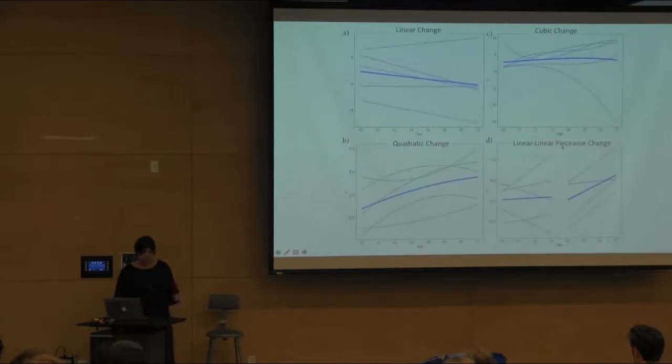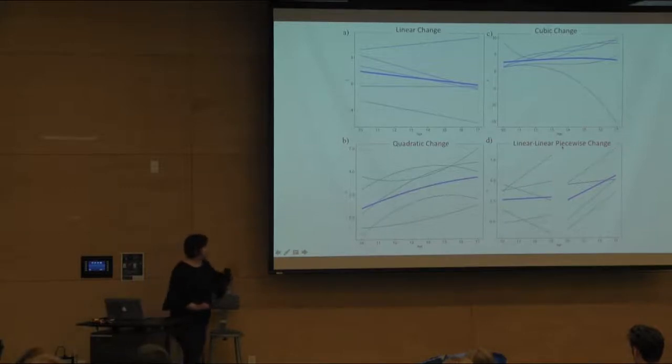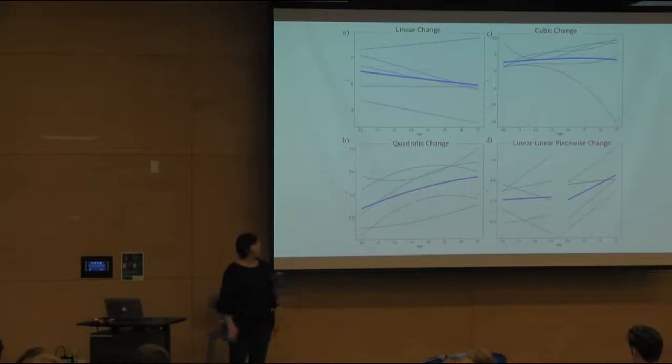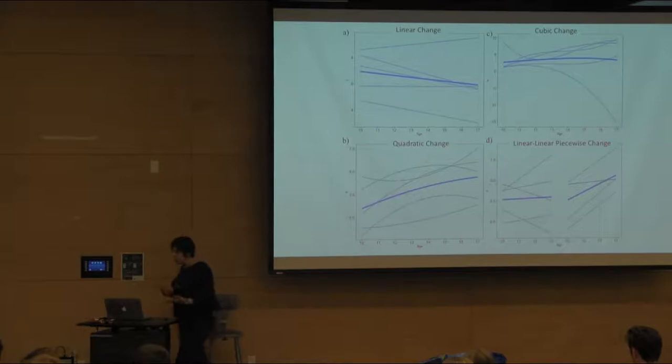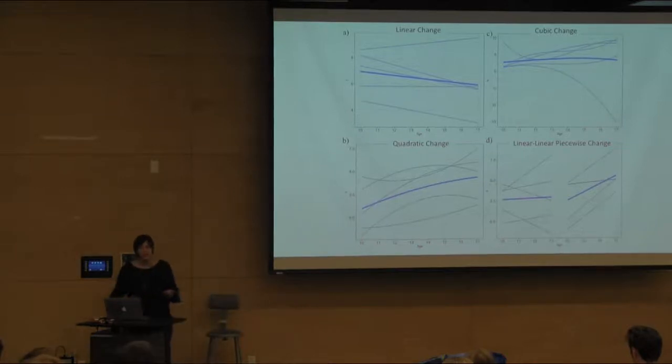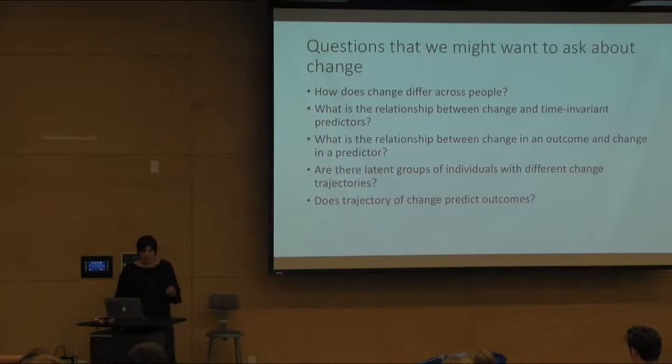So this is just an example showing what I mean by different forms of growth. You can have linear growth, quadratic change, piecewise, all sorts of forms of change that you're looking at in fMRI data, and you'd like to be able to model that. So there are a variety of questions that you would like to ask about change, and only some of them can be currently answered by software that we have available to us.